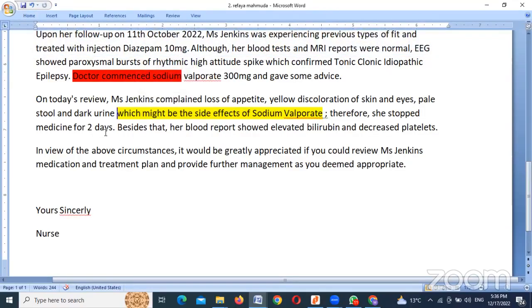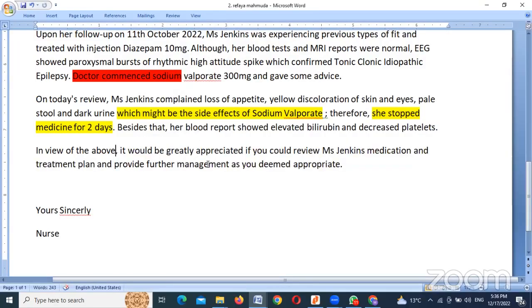Therefore, she stopped medicine for 2 days. If you use it for 2 days, then "stopped" is not good. She has stopped medication for the last 2 days, or you can use "she stopped medication 2 days ago." Okay, we need improvement. Besides that, her blood shows elevated. In the above circumstances, we don't need "circumstances." "In view of the above" is enough.